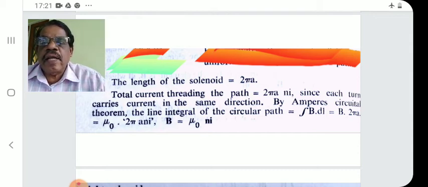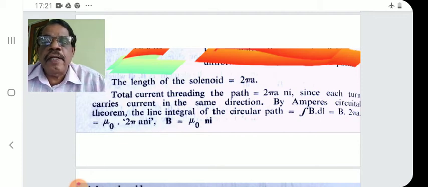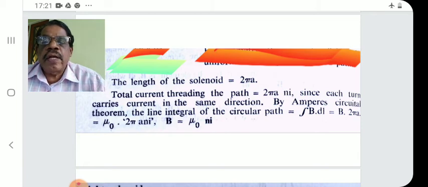Total current threading the path is 2πa into nI. I is the current in a single turn. n is the number of turns per unit length, per meter. 2πa is the total length. So total turns equal to 2πa n. Into current, that is the total current. Current in a single turn is I. So the total current through the entire turns is 2πa nI, since each turn carries the current in the same direction.